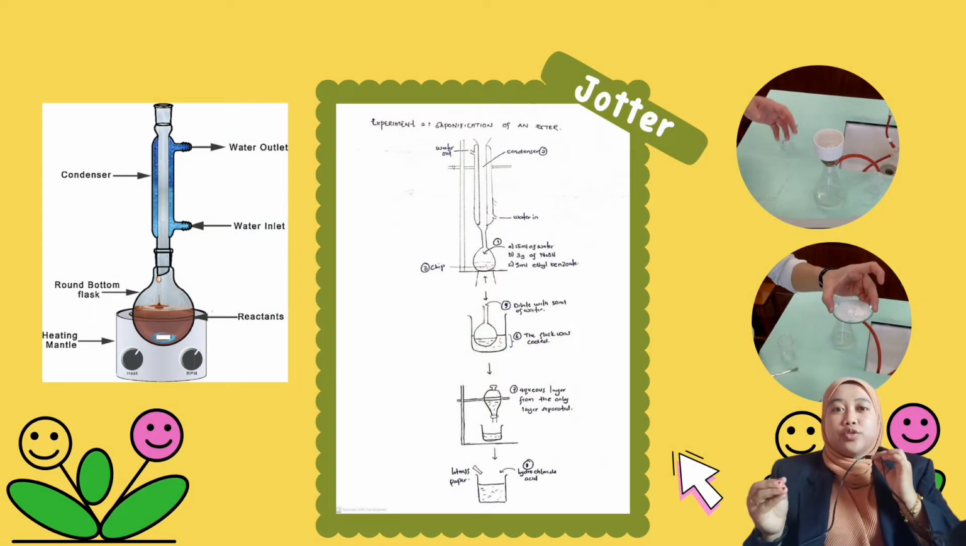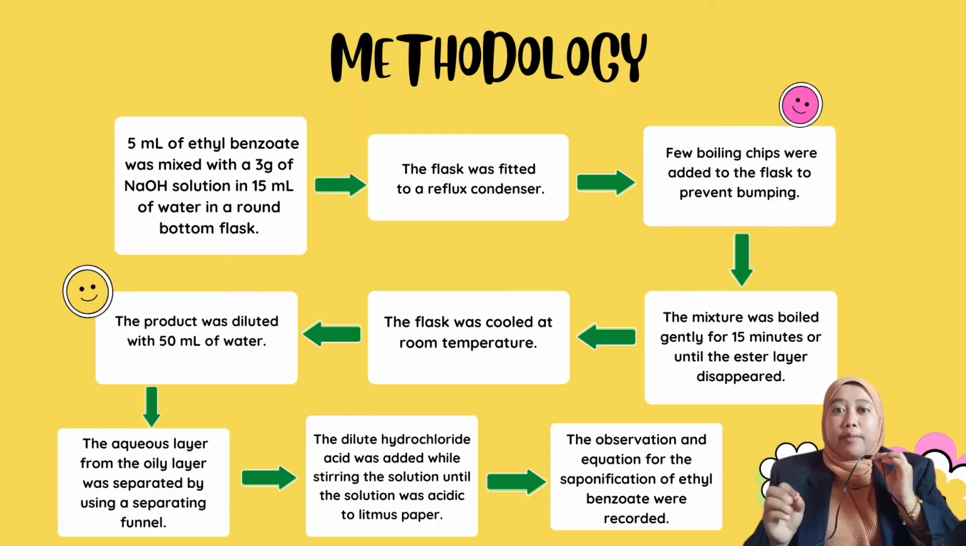Okay, next we go to method and methodology. 5 ml of ethyl benzoate was mixed with 3 grams of sodium hydroxide in 15 ml of water in a round bottom flask. The flask was fitted to a reflux condenser and a few boiling chips were added to the flask to prevent bumping. Next, the mixture was boiled gently for 15 minutes until the layers separated.